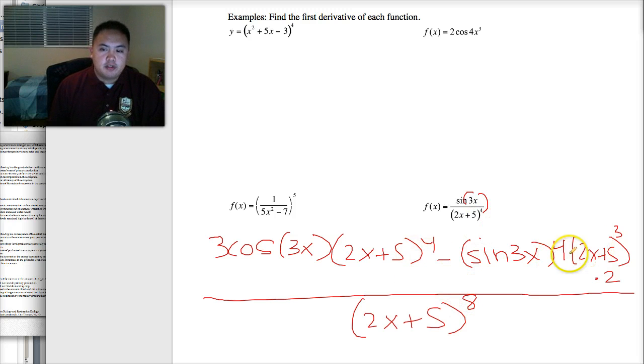There are some things you could simplify here. Technically, I could multiply this 4 and 2, and this could be 8 sine 3x parentheses to the third power. But I'm running out of space here, and you sort of get the point, so we'll leave it like this for now.